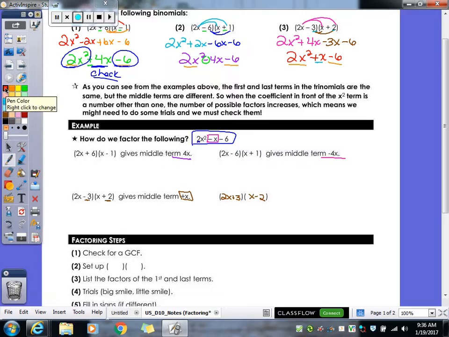And now let's do our checks to make sure that's right. Little smile would give us what when I multiply? Big smile would give us what? Negative 4x. 2 times negative 2 would give me a negative 4. So then 3 minus 4x gives us our negative 1, which is what we wanted. So this was the correct way to factor it. It unfortunately took us a few different attempts to get there, and that's going to happen. It's basically trial and error with this.